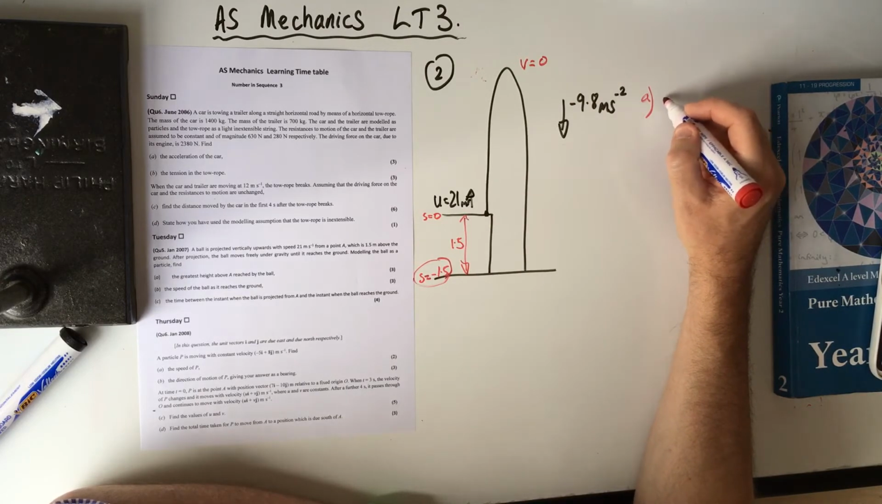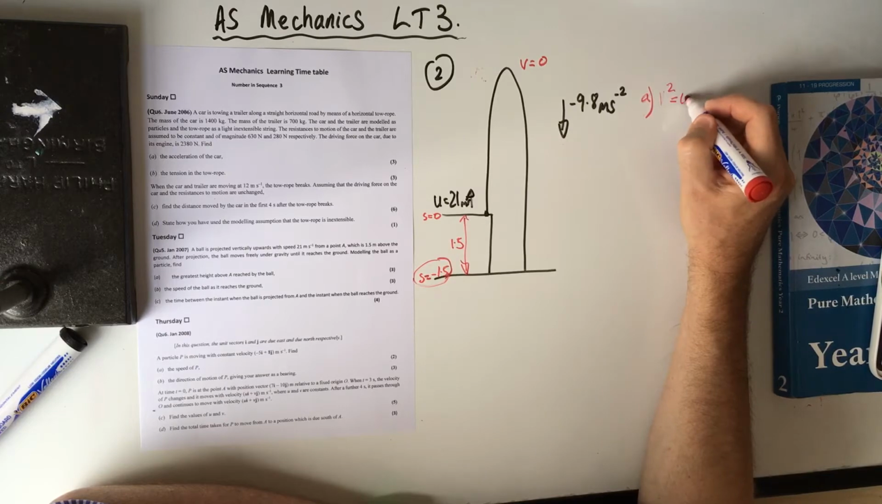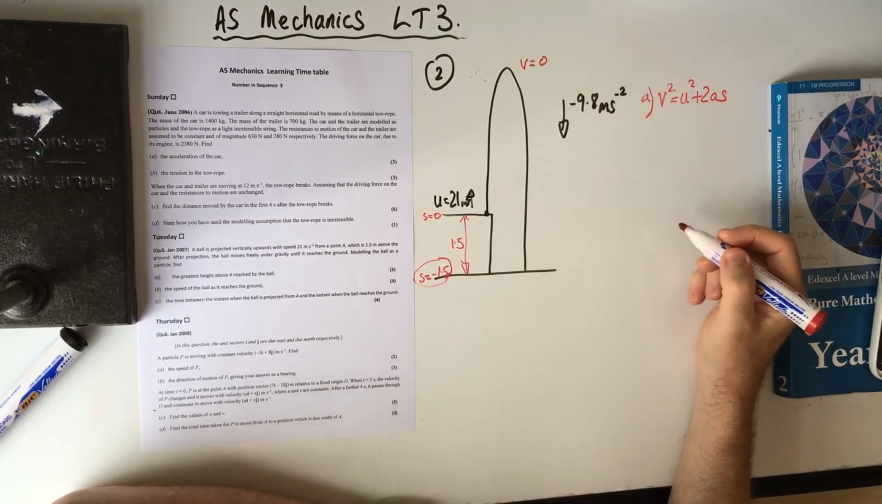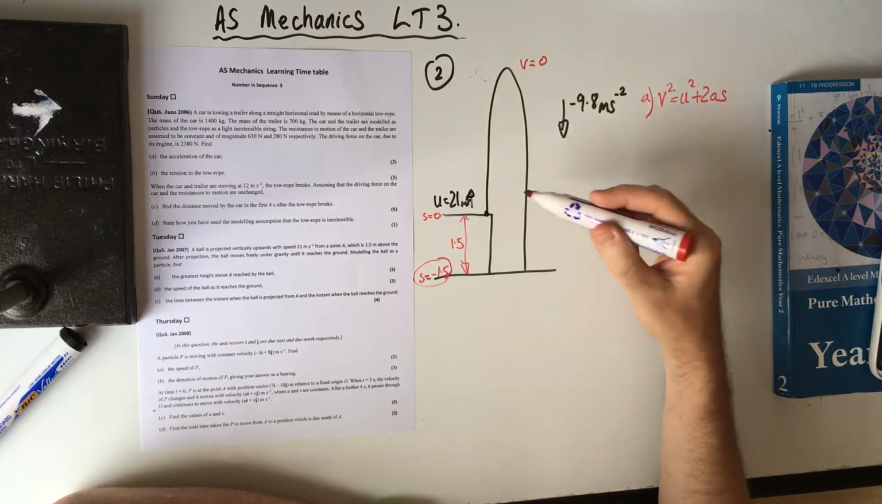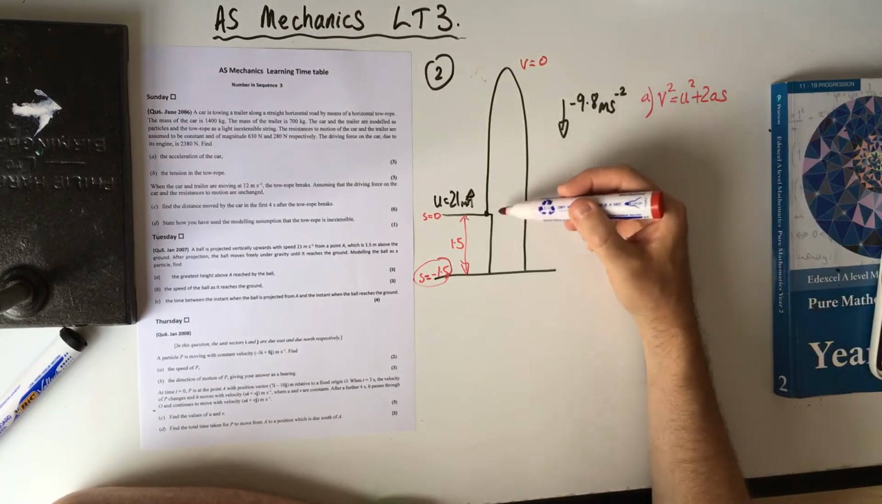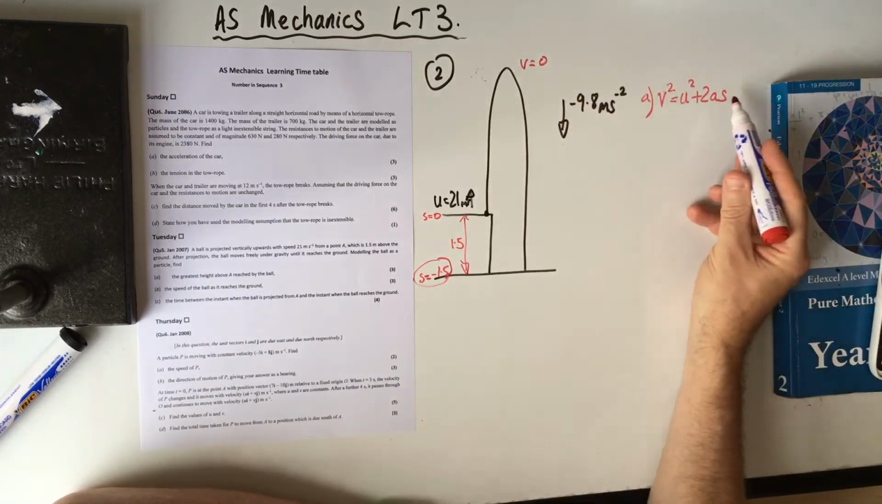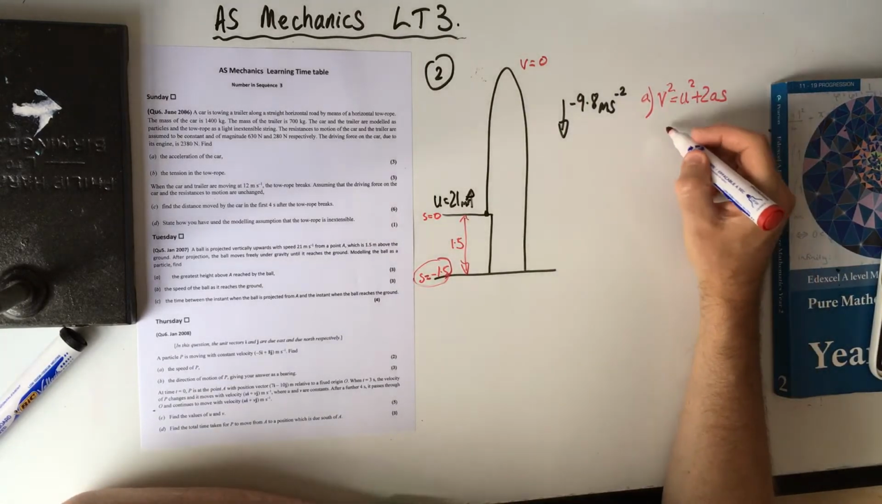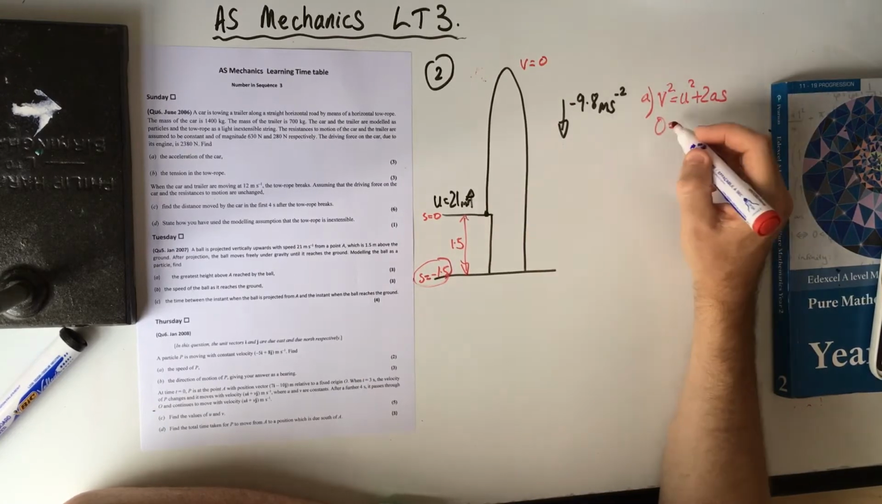The greatest height, so we want v squared is equal to u squared plus 2as, using that version of it. I'd use v equals u plus at if I wanted to find the time to the greatest height, but I'm going to use this to find the actual greatest height. Velocity, of course, is 0.